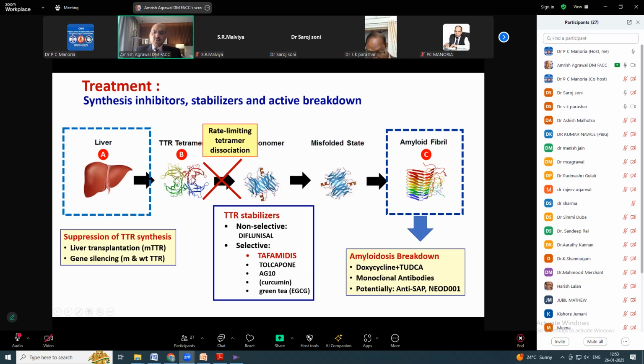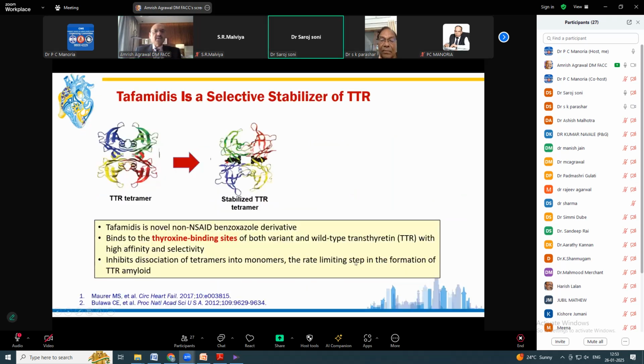There is the combination of doxycycline with TUDCA, and there are monoclonal antibodies which are undergoing clinical trials, phase 3 trials in this population. Among them, there are many therapies available now, but the therapy which is very, very specific for cardiac amyloidosis is tafamidis, and it is a selective stabilizer for TTR cardiomyopathy.